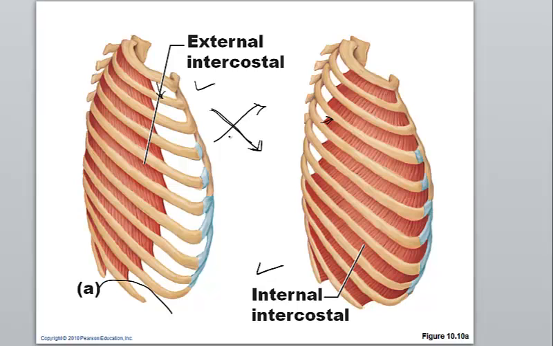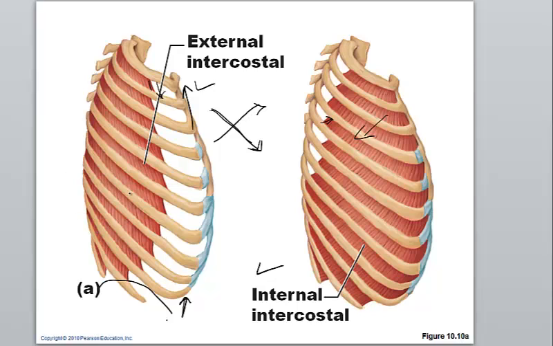The external intercostal muscles, when they contract, elevate the rib cage. The internal intercostal muscles, when they contract, depress the rib cage itself. And the diaphragm over here, when it contracts, tends to flatten and move downwards, making the thoracic cage larger.